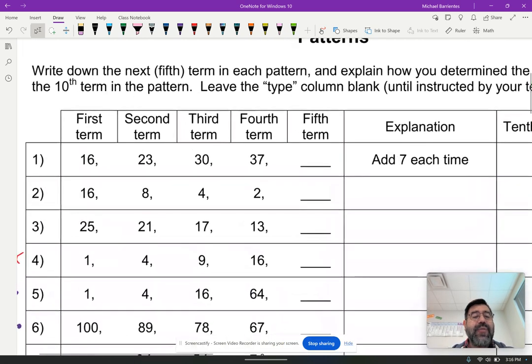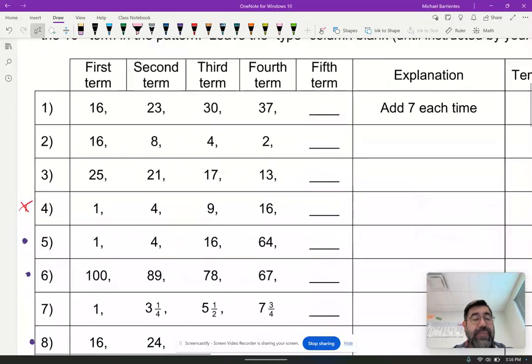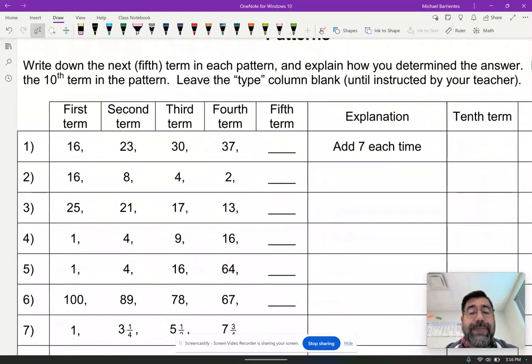I'm looking at four values in each of these examples, and we're going to start with example one. We're looking at four different values, and the question is, what's the pattern that gets me from the first term, which is 16, to the second term, which is 23? And does the same thing happen to get from 23 to 30? Like what's happening with these values to get from 30 to 27?